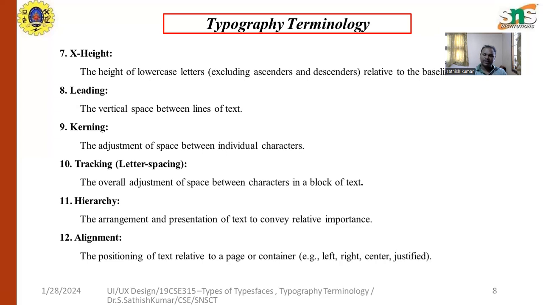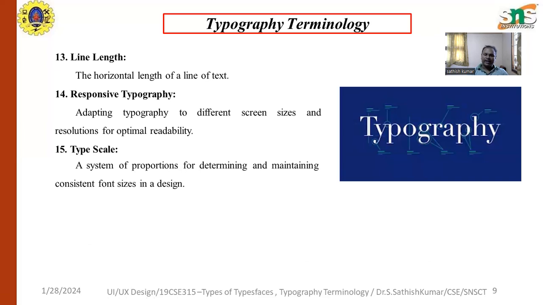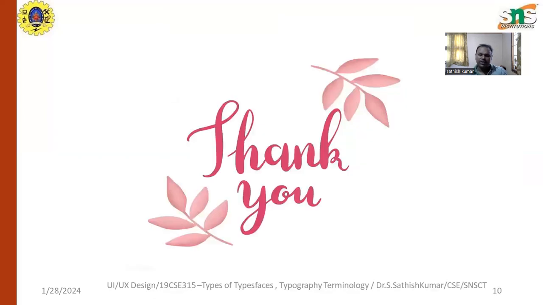Hierarchy, the arrangement and presentation of the text to convey relative importance. Alignment, the position of the text relative to the page or a container. Line length, the horizontal length of the text. Type scales, the system of proportions for determining and maintaining consistent font sizes in a design. Responsive typography, adapting typography to different screen sizes and resolutions for optimal readability. So that's all about the types and terminology.